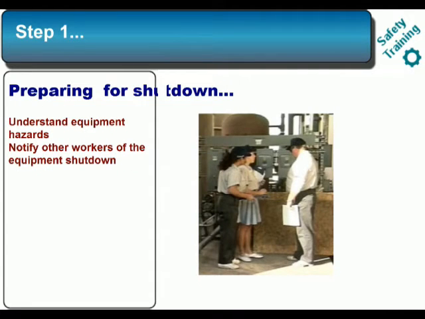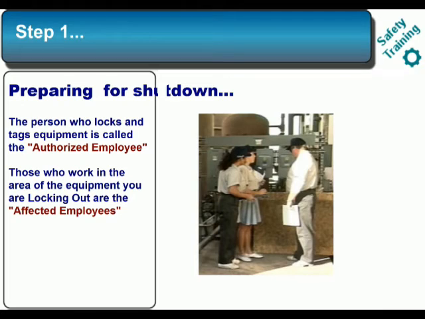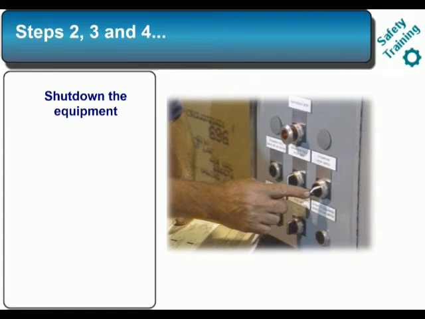Preparing for shutdown includes understanding the equipment hazards and notifying other workers of the equipment shutdown. The person who locks and tags equipment is called the authorized employee. Those who work in the area of the equipment you are locking out are the affected employees. Shutting down the equipment is the next step. Just use the normal shutdown procedure.